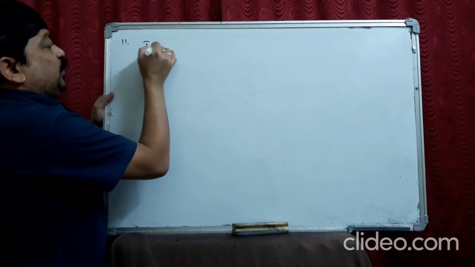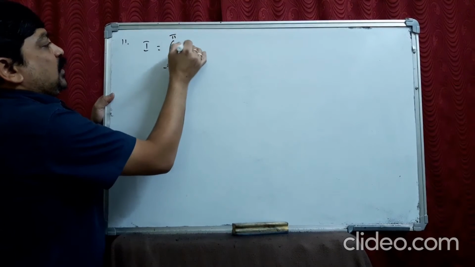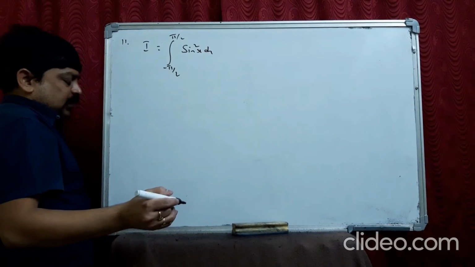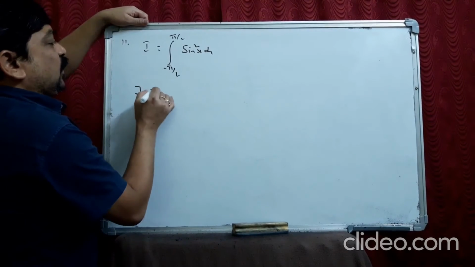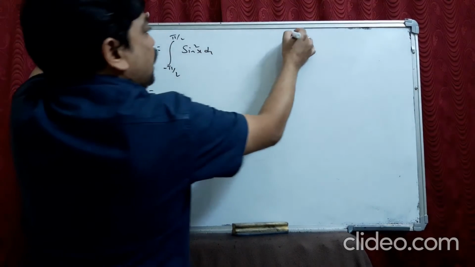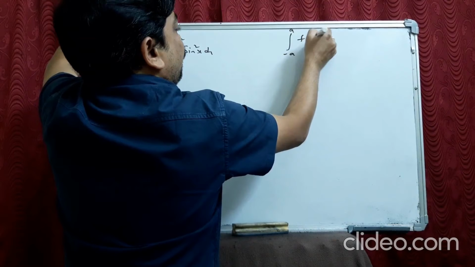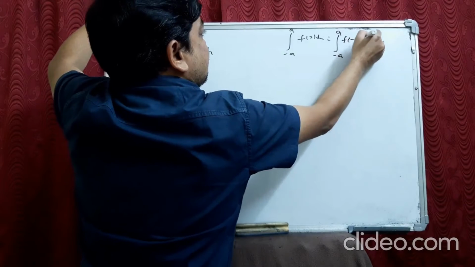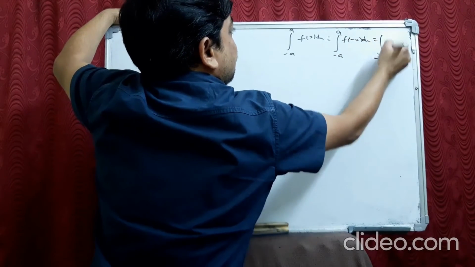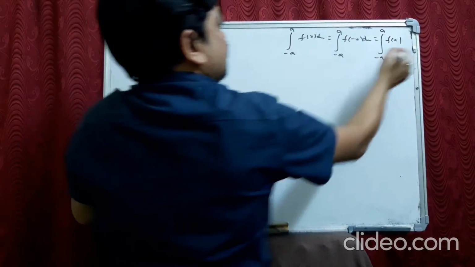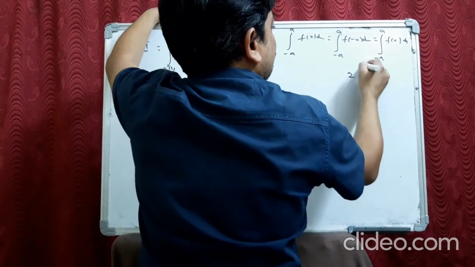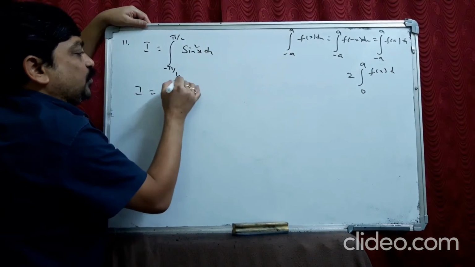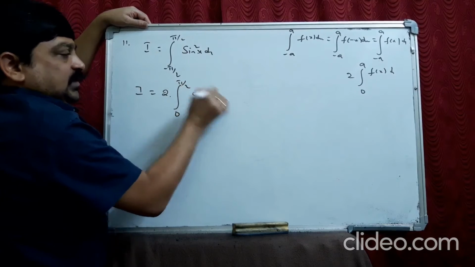See the 11th question. Integration from minus pi by 2 to pi by 2 of sine square x dx. When you apply the concept of integration from minus a to a of f of x dx, if f of minus x equals f of x, then you can write it as 2 into the integral from 0 to a of f x dx. So finally it becomes 2 into the integral from 0 to pi by 2 of sine square x dx.